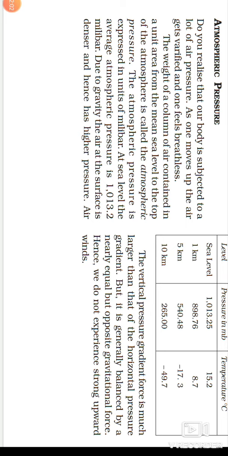Okay, so atmospheric pressure is a pressure exerted on any body in the atmosphere because of the presence of air and wind and any other kind of force that's responsible for the movement of air. Okay, simply we can say that atmospheric pressure is the pressure exerted on a body in the atmosphere.